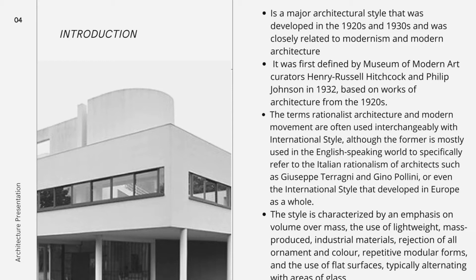It is defined by the Getty Research Institute as the style of architecture that emerged in Holland, France, and Germany after World War I and spread throughout the world, becoming the dominant architectural style until the 1970s. The style is characterized by an emphasis on volume over mass, the use of lightweight, mass-produced, industrial materials, rejection of all ornament and color, repetitive, modular forms, and the use of flat surfaces, typically alternating with areas of glass.